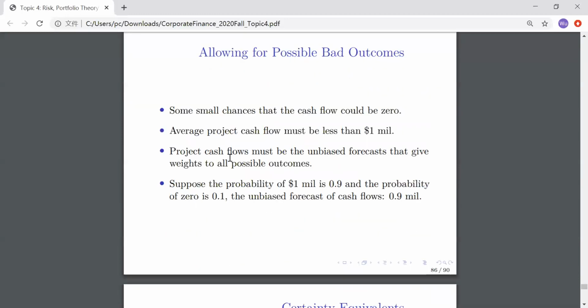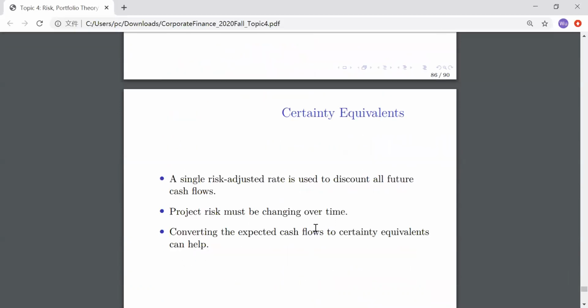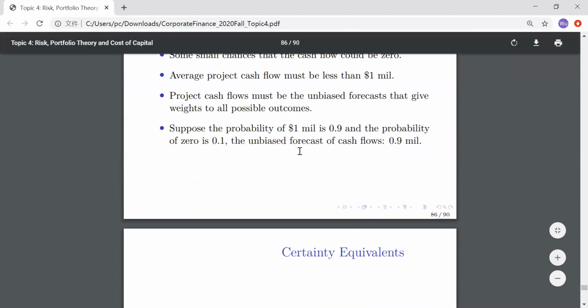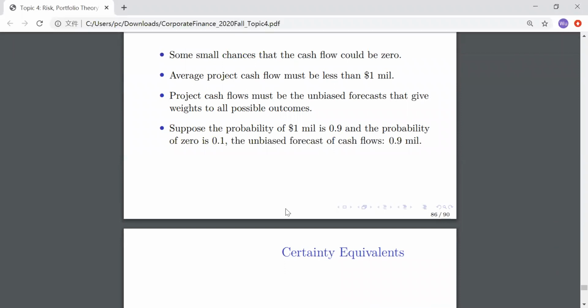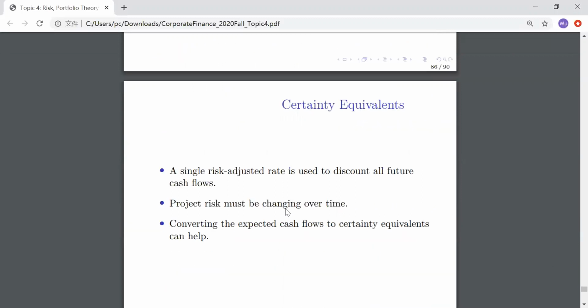Now there is some small chance that the cash flow could be 0. Suppose the chance is 10%. In that case, we can recalculate the unbiased forecast of cash flow. It's the expected cash flow, which is 0.9 million. So this is how we adjust the cash flow estimate. That's basically avoiding the fudge factor: the way to handle the very small chance is to take into account the small chance of events.